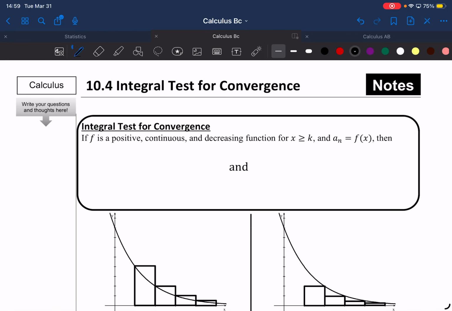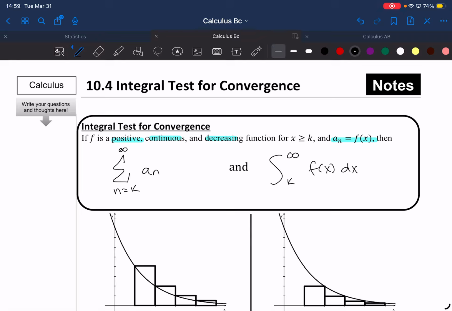Okay, so 10.4 notes is the integral test for convergence. It says the integral test for convergence states if f is a positive, continuous, and decreasing function for x greater than or equal to k, and a sub n is equal to f of x, then the following is true. So we have the summation of n equals k to infinity of a sub n, and the integral from k to infinity of f of x dx.